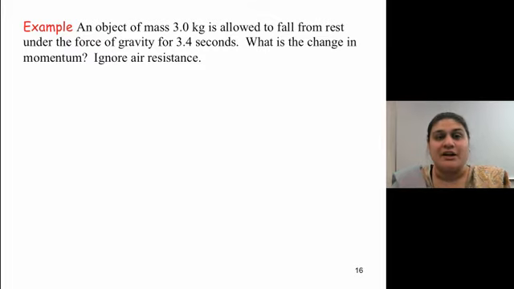Example 2. An object of mass 3 kilograms is allowed to fall from rest under the force of gravity for 3.4 seconds. What is the change in momentum? Ignore air resistance.